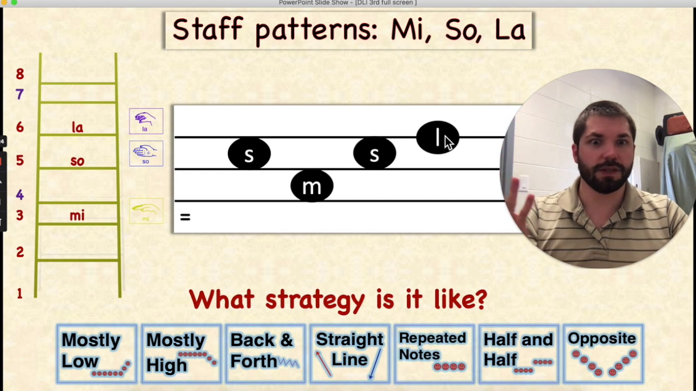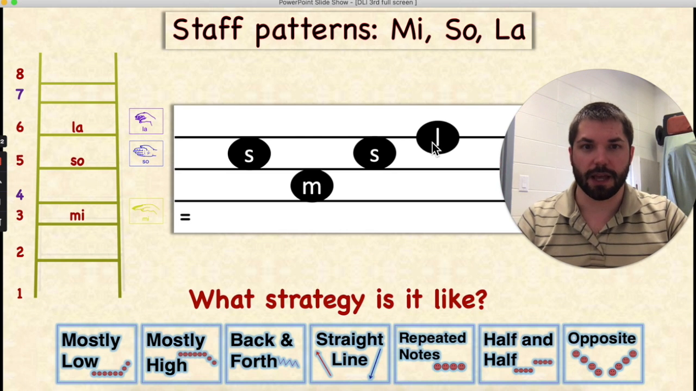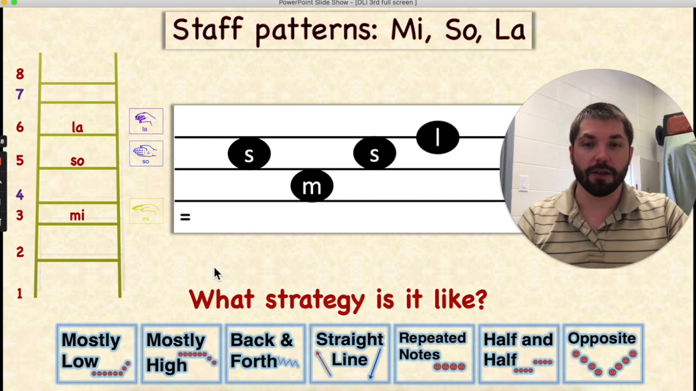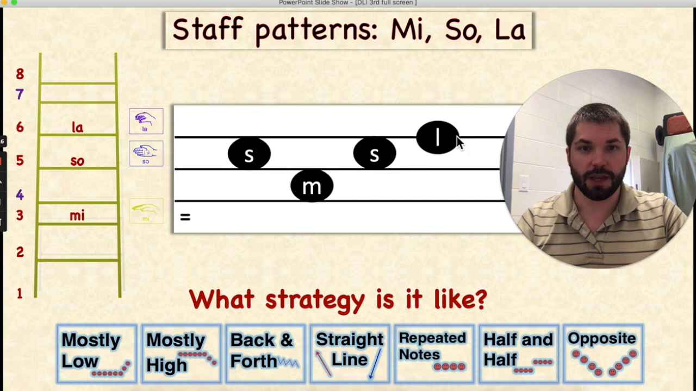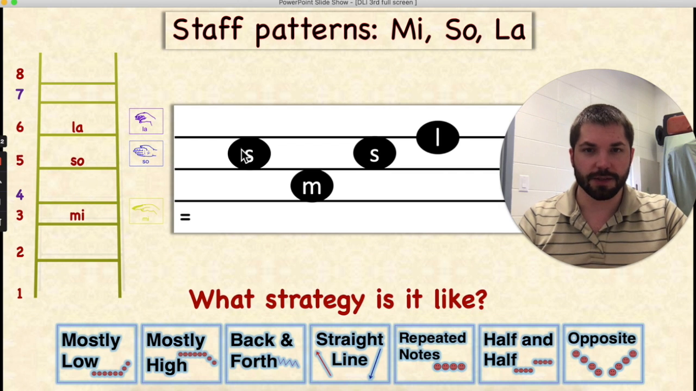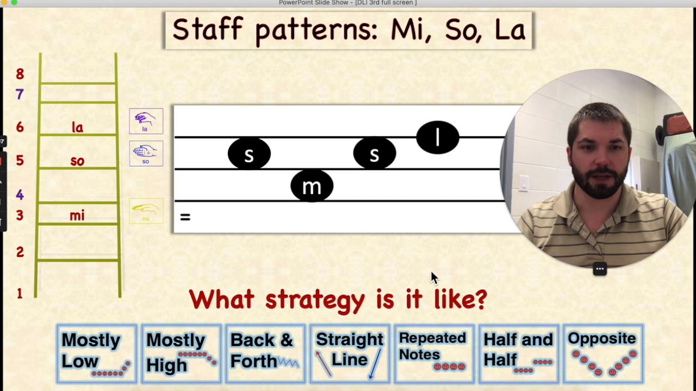Okay, what strategy is this one most like? Well, again, I suppose we could call it mostly high because there's 3 that are above the middle line and 1 that's below. I again also see something of a back and forth motion, huh? It just maybe needs more time to come down that we didn't give it.